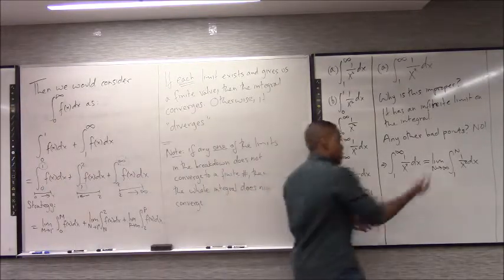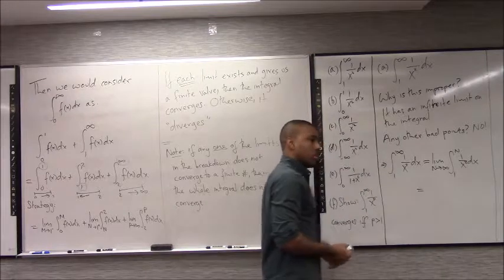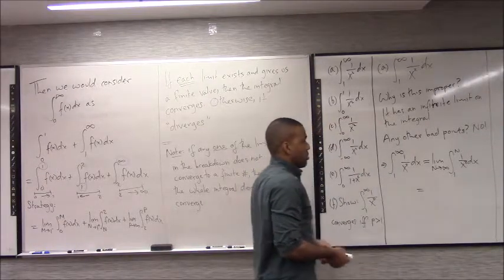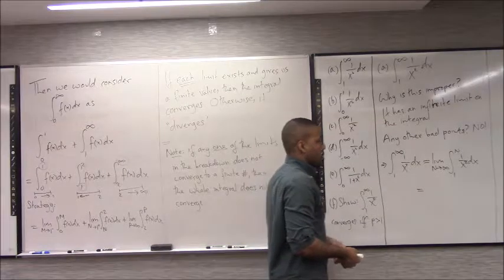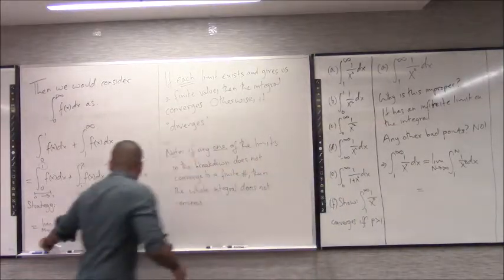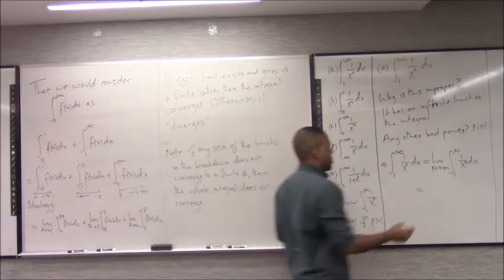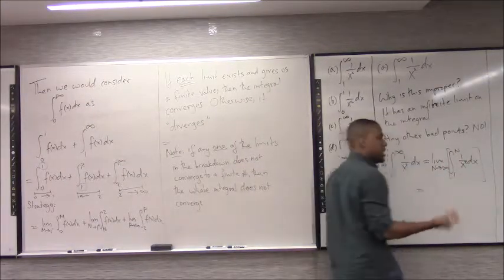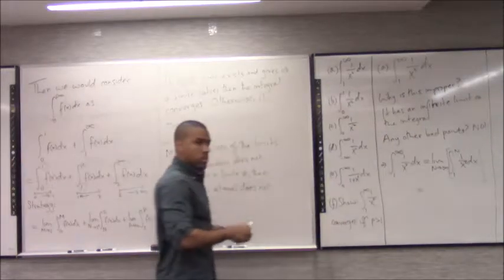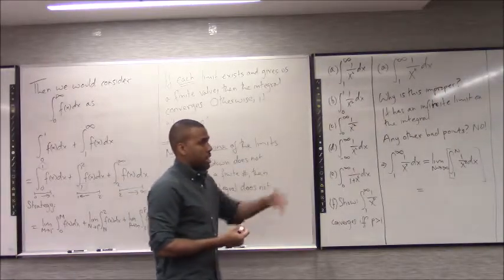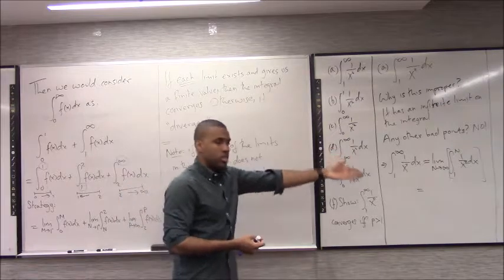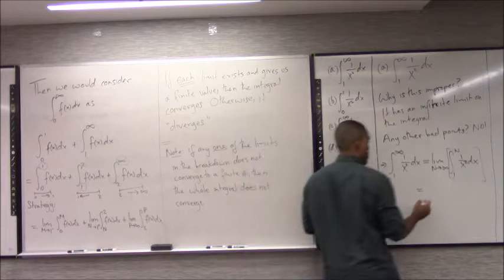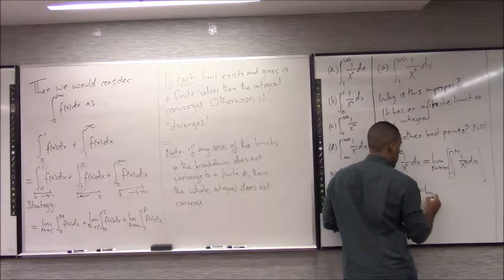Okay, so now what? Well, now what you do is you first do the integral, right? And then you'll get a function as a result, and then you take the limit of that function. So we're going to take the limit of that integral, so first we're going to find that integral. How would I find that integral? What is that integral? How do you integrate 1 over x squared?